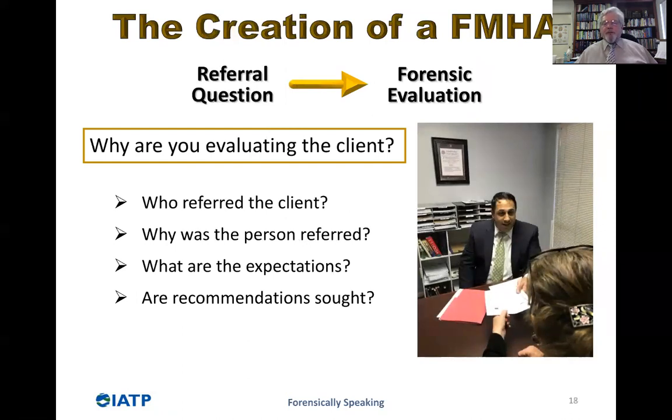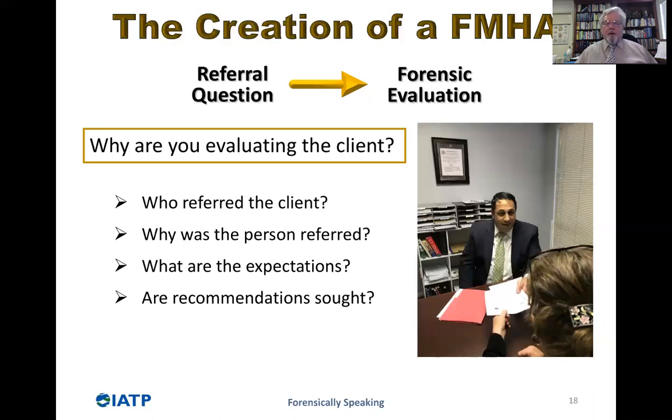Why was the person referred? Is there a criminal issue involved? Is there a question of child custody? Is there a question of competency, even of a will? What is the issue that is being presented to you? Who's the person? What are the expectations? It's always good when an attorney or anyone asks you, what are they looking for? What are they expecting? Are they expecting that this person's going to be exonerated? Or are they expecting a downward departure? What are they looking for?